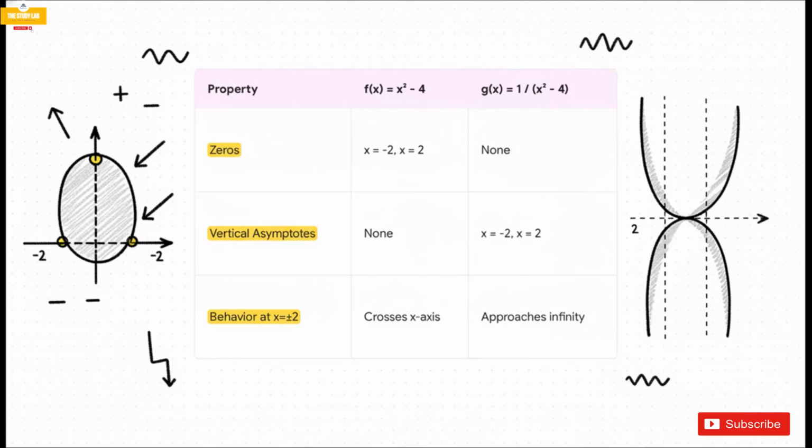Let's make this super concrete. Take the function x squared minus 4. Its zeros are at -2 and +2, right? Now look what happens when we take its reciprocal, 1 over x squared minus 4. At those exact same spots, x equals -2 and x equals 2, the new function has vertical asymptotes. See that? The behavior is completely inverted.